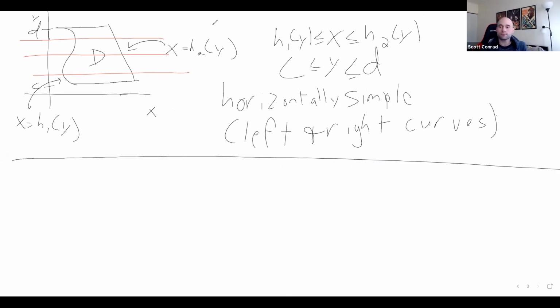Okay, so the way we're going to integrate these is the same way. We're going to do an iterated integral, except in this case, the order we integrate depends on whether we're vertically simple or horizontally simple. Let me do it this way.